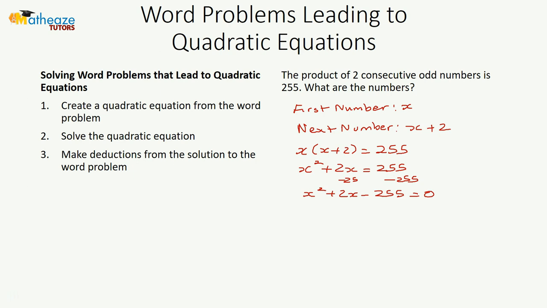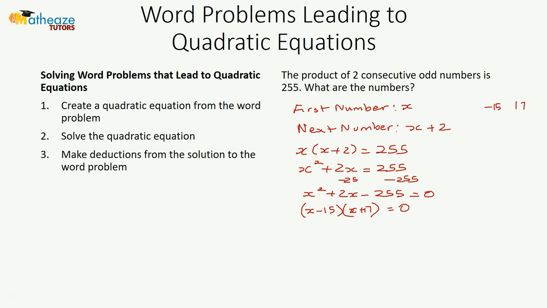Now you can apply any one of the different methods in solving quadratic equations. This is easily solvable, so I'm going to factor. The factors of negative 255 are 15 and 17, but we need them to be negative and the sum to be positive. So we have the negative sign here. So we have x minus 15 and then x plus 17 equal to 0.